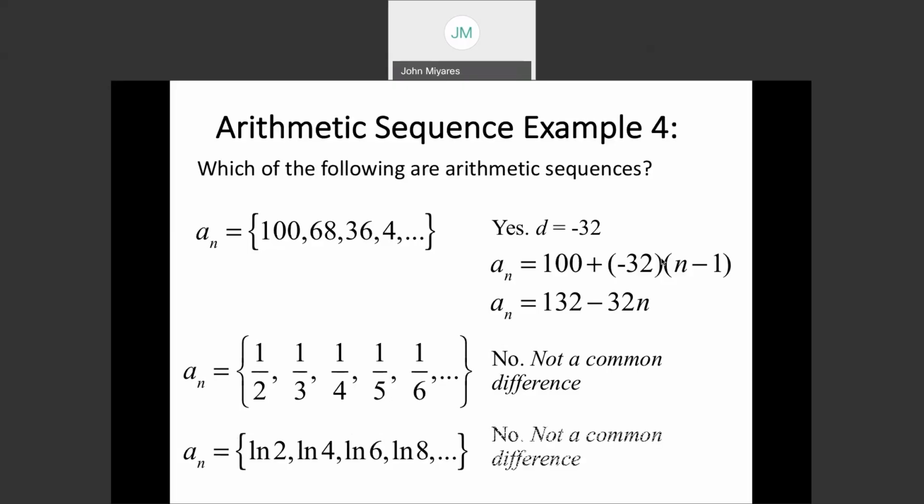The answer is no, because again, there is not a common difference. The sum of the logarithms will actually be the product of the individual numbers you're taking the log of. You can probably verify this easily enough with a calculator so that if you decimalize the values of the natural logs of 2, 4, 6, and 8, you can pretty quickly see there isn't going to be a common difference here.